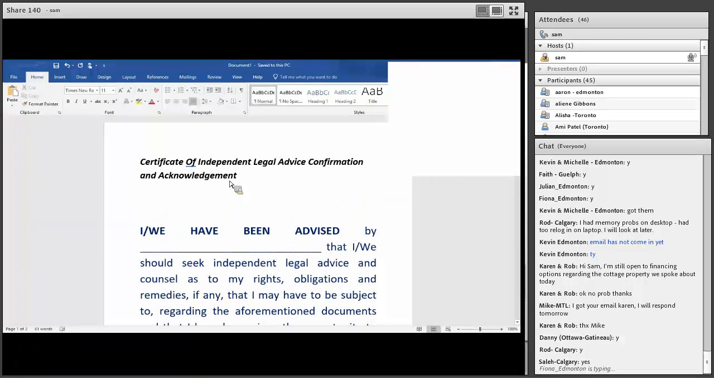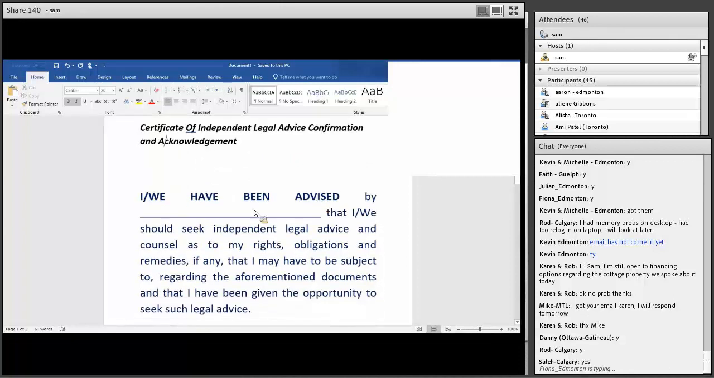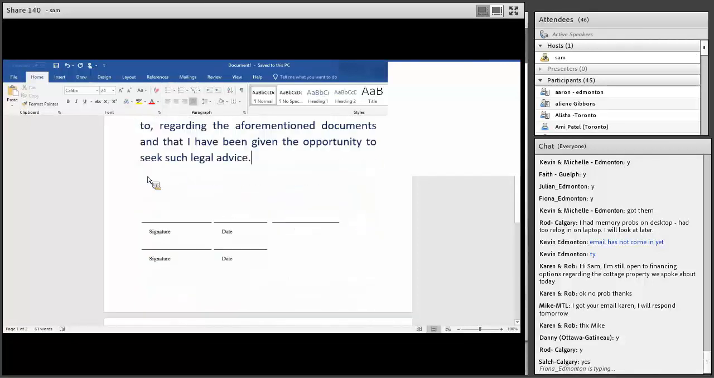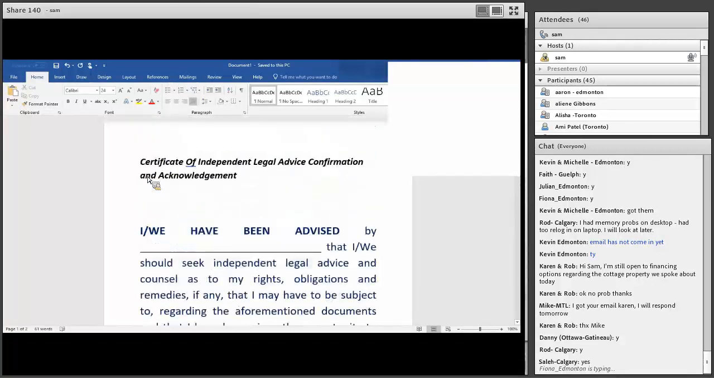That document says what? Certificate of independent legal advice, confirmation and acknowledgement. What does it say? We have been advised, and the person puts their name in there, that we should seek independent legal advice and counsel as to my rights, obligations and remedies, if any, that I may have regarding the aforementioned documents, and that I have been given the opportunity to seek legal advice. This is the document you pull out when they ask, well, who are you? I don't know who you are.